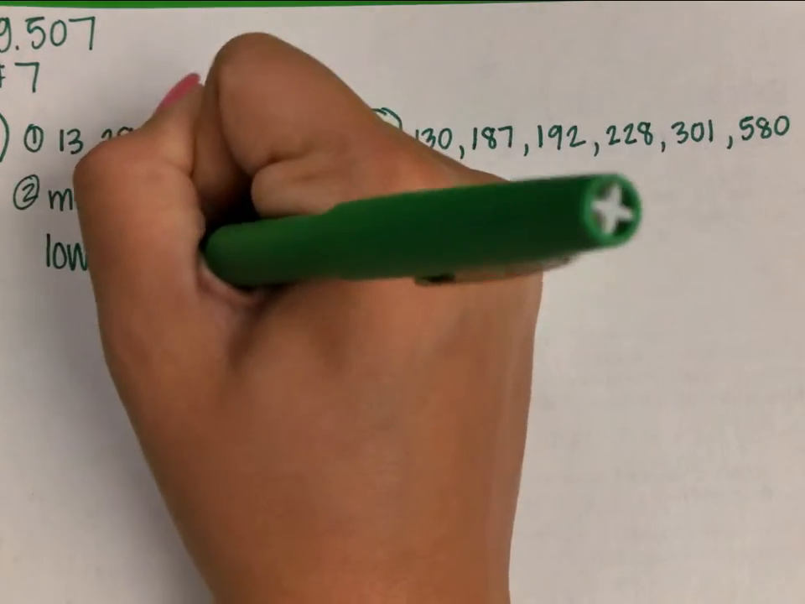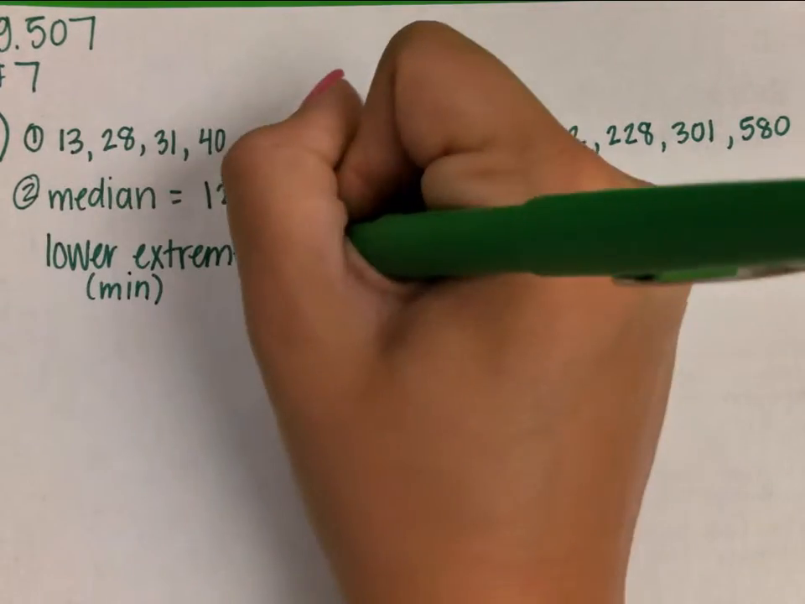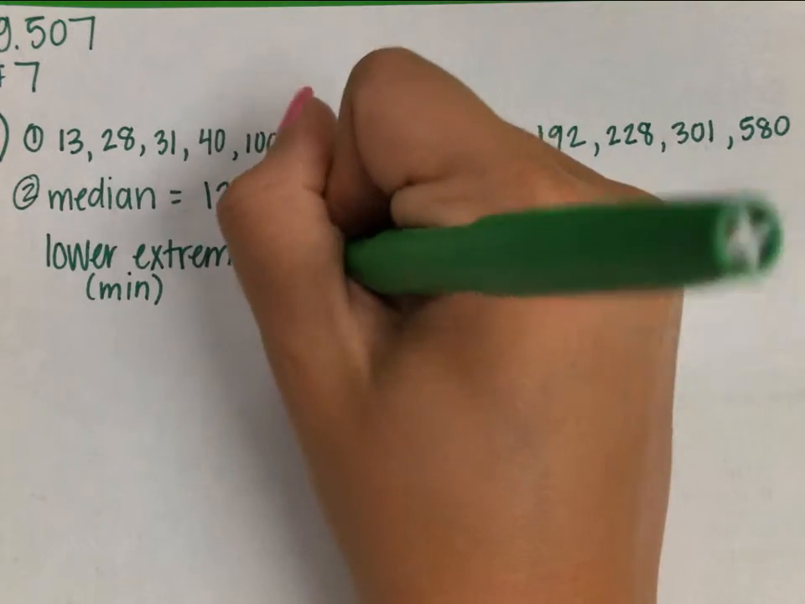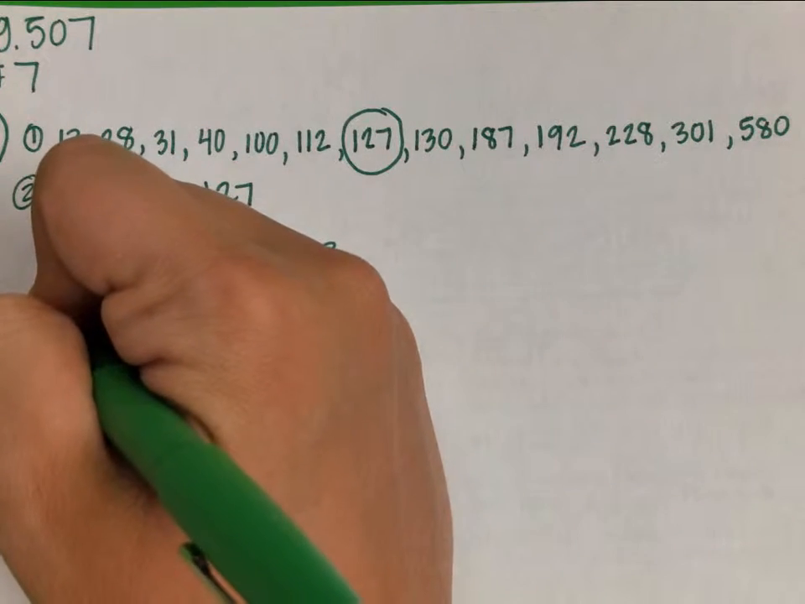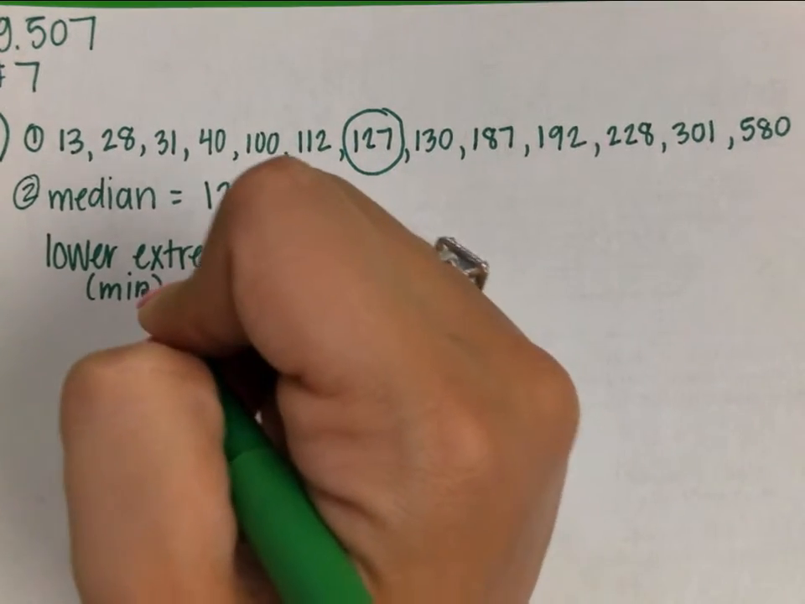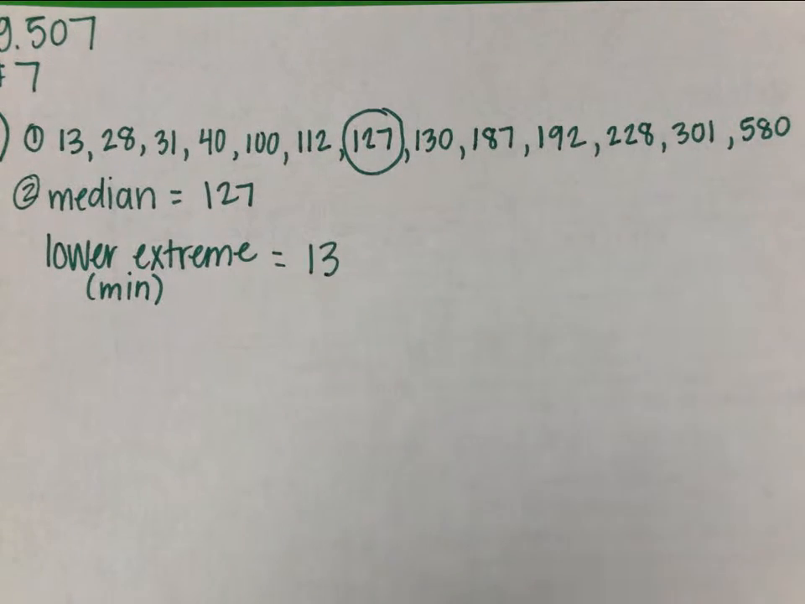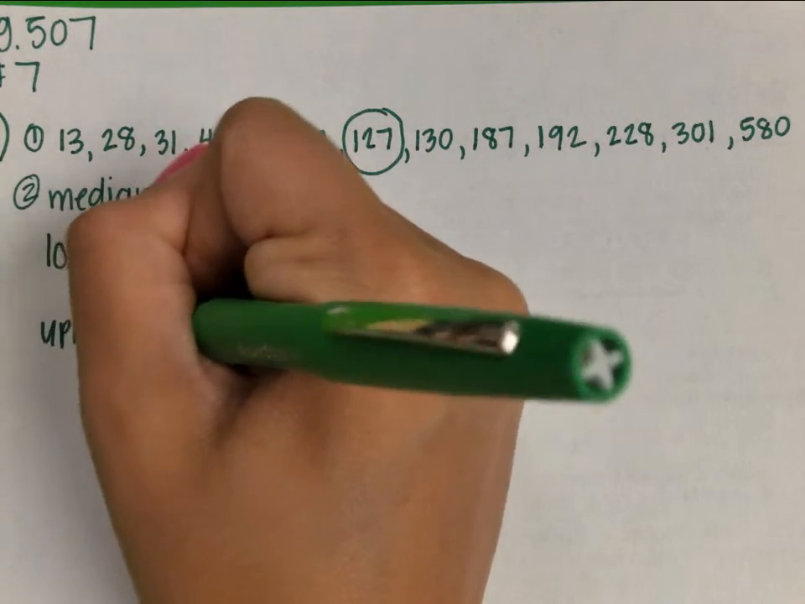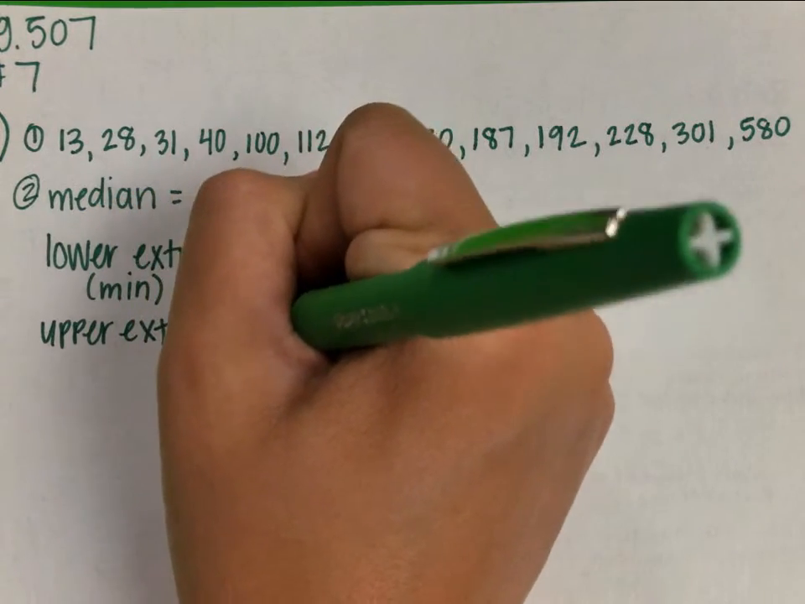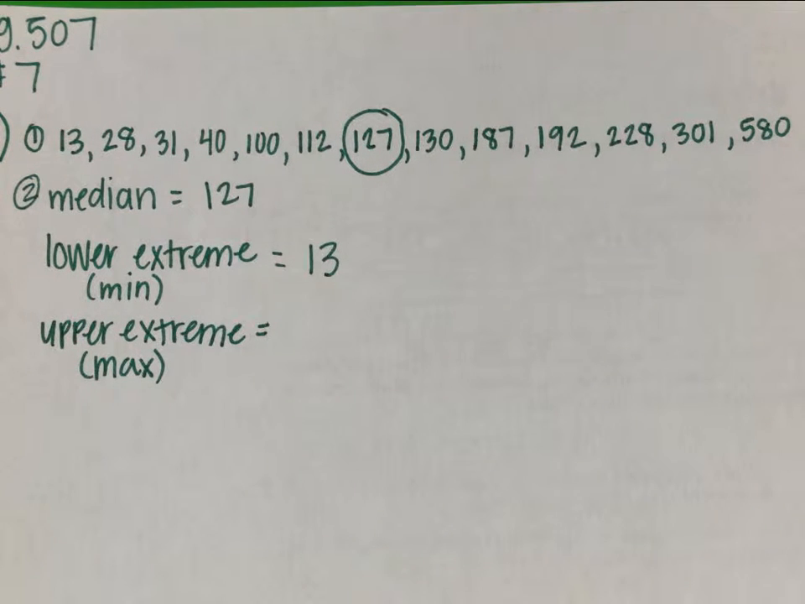So my lower extreme, which in the math workshop we called our minimum. What is that? 13. That's just the lowest number. Here's where it gets a little tricky. We actually have an outlier, don't we? Do you remember what an outlier is? A number that is way out of place, right?